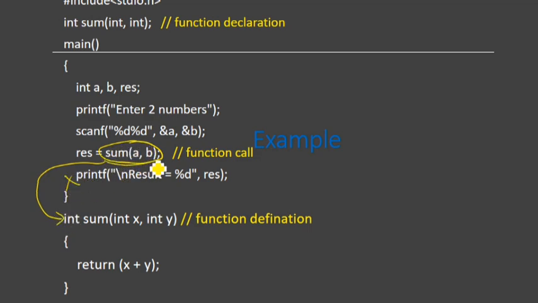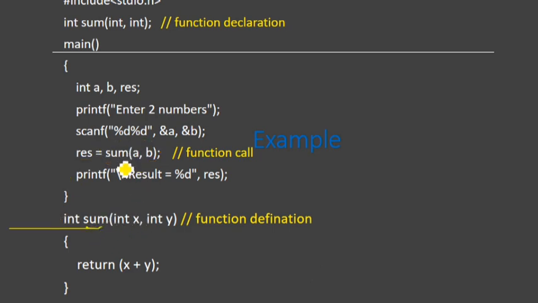So after calling this function sum(a, b), control is transferred to the user defined function. From here to here it is a user defined function. Whenever the compiler is executing this sum(a, b) function call, it is going to search the program for the function name sum. So sum is a user defined function.